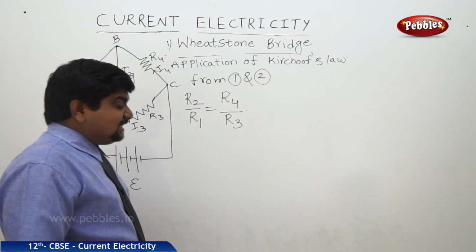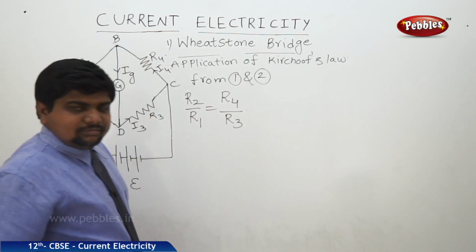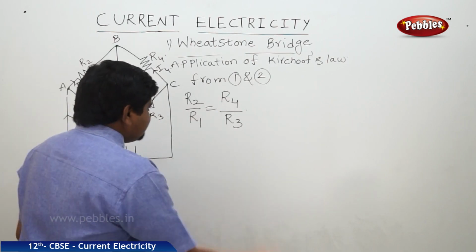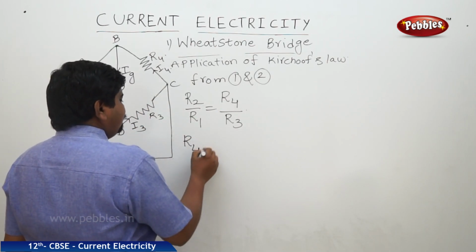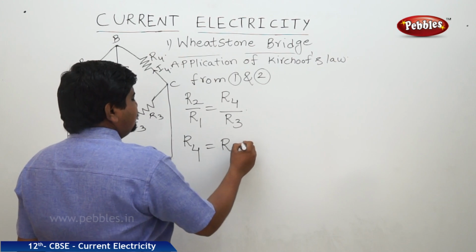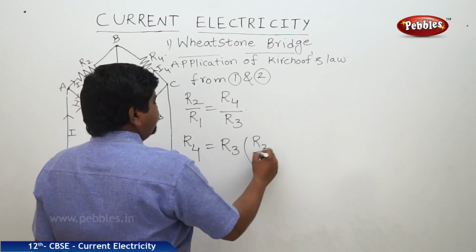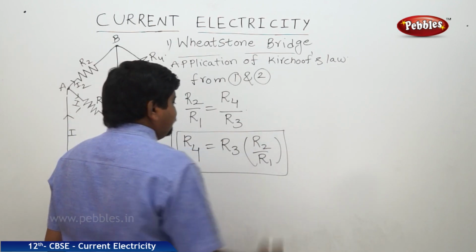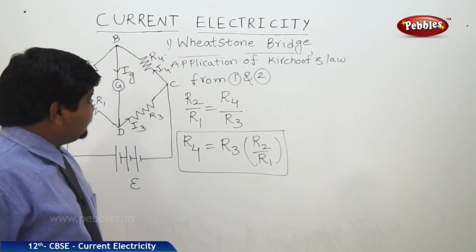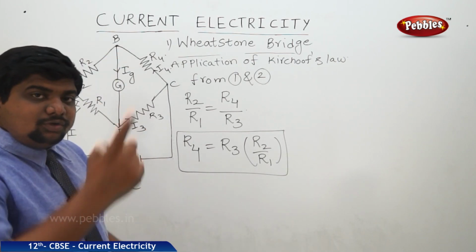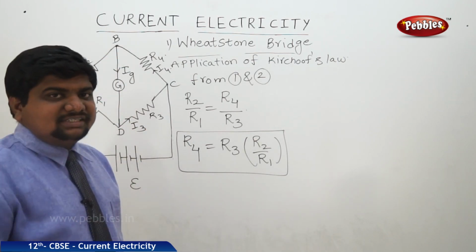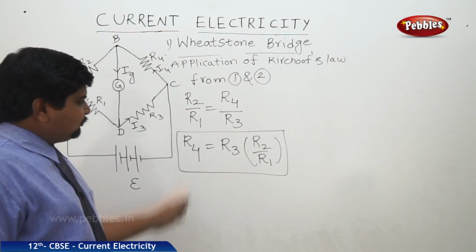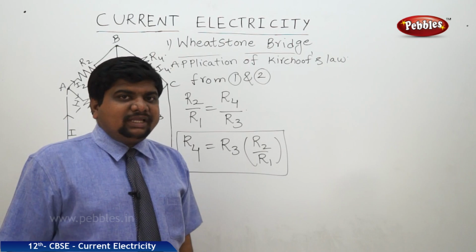So, we discussed that R4 is the unknown one. Now we are going to find the expression for the unknown resistance. Therefore, R4 is equal to R3 into R2 by R1. In this way, we can find the value of the unknown resistance in a bridge circuit, to balance the circuit in a bridge shape, or to balance Kirchhoff's law in each and every loop. So, R4 is equal to R3 into R2 by R1.